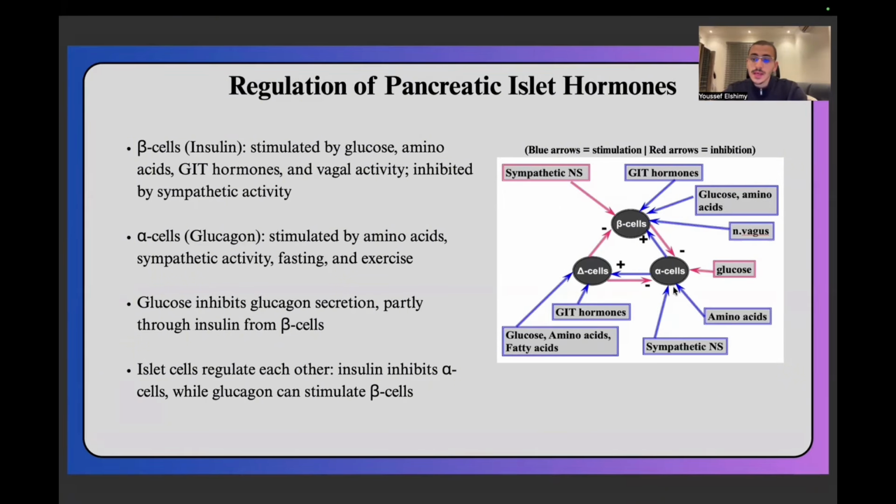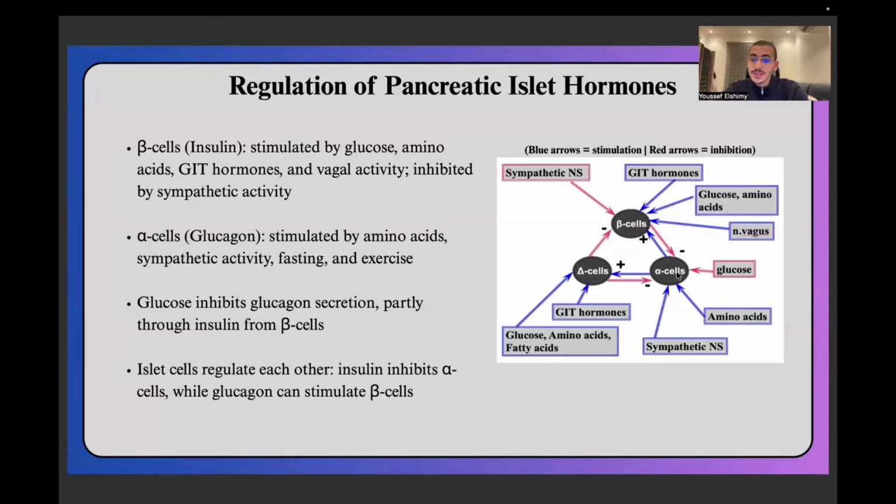On the other side, you have the alpha cells that produce glucagon. You can see that glucose inhibits alpha cells, because if you already have enough glucose, then why do you need to raise the blood glucose levels, right? So glucose inhibits alpha cells. What stimulates alpha cells is amino acids. Some amino acids stimulate alpha cells to produce glucagon, as well as the sympathetic nervous system. When there's stress, when there's physical activity, you need to stimulate the alpha cells to produce glucagon in order to raise up the blood glucose. So exercise, fasting, sympathetic activity, amino acids, they stimulate alpha cells.